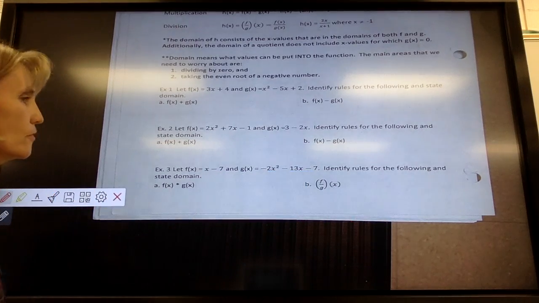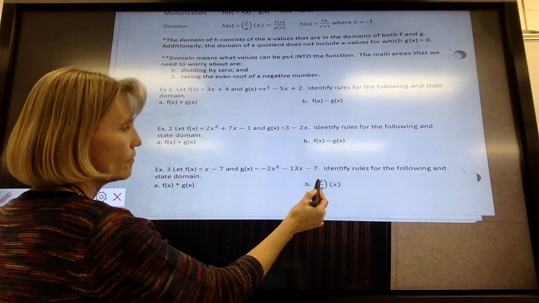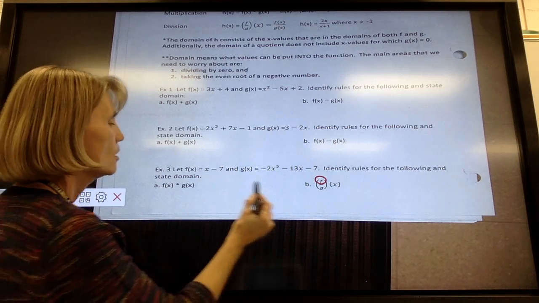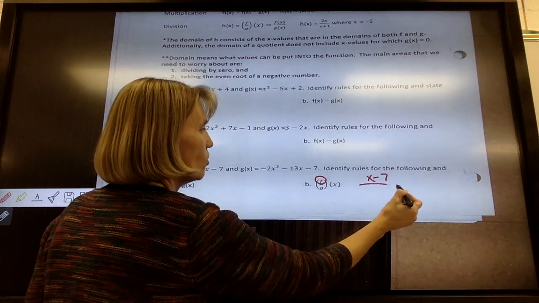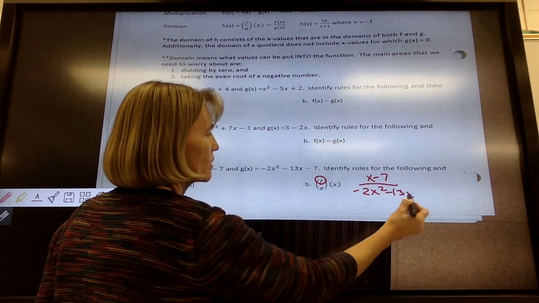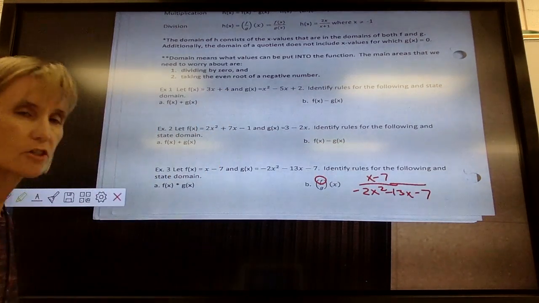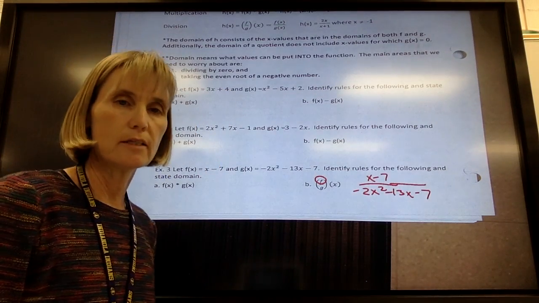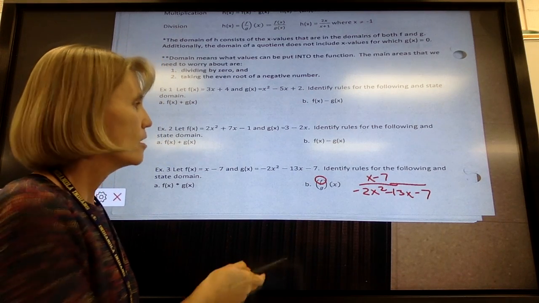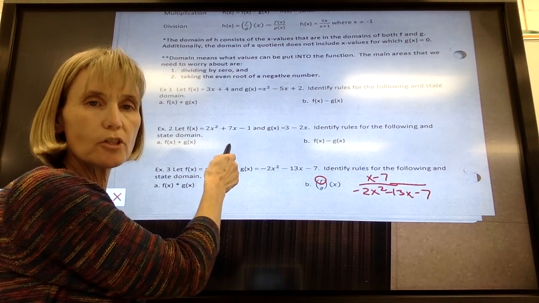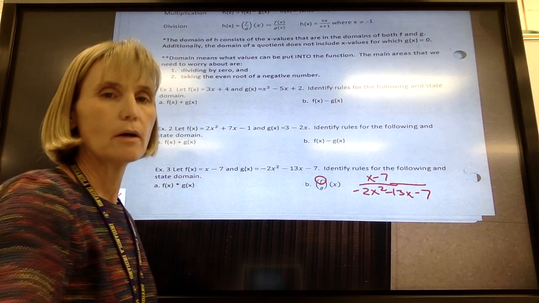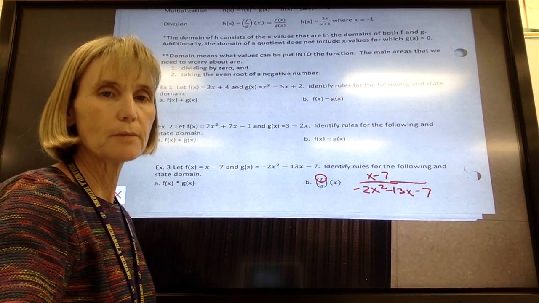Okay, and then lastly here you've got some division. So f divided by g. Notice that f is in the numerator. It's very important that you put these in the right order. So I'm going to say x minus 7 over negative 2x squared minus 13x minus 7. Okay, that's what we're going to start with. And I'm going to end this video, and on the next video we'll talk about how we simplify with division. But you can do the addition and the subtraction questions that I have for you, and I think multiplication is probably pretty easy for you too. But give that a shot.